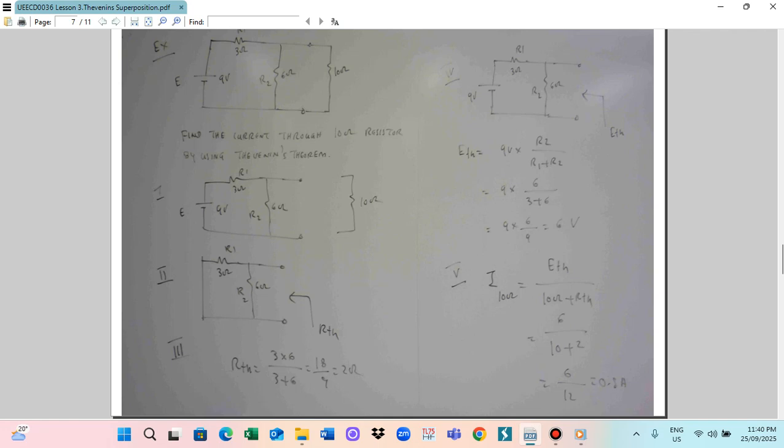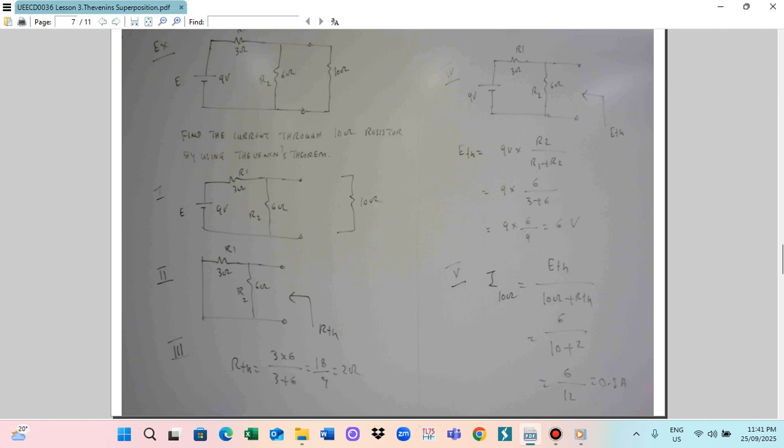And the final step 5, you can find the current in the 10 ohm. Using the formula, we can find the current. So this is ETH divided by 10 ohm plus RTH. ETH we calculated is 6 volt. 10 plus RTH, we already calculated RTH is 2. So this is 6 divided by 12, so you get 0.5 ampere. The current flowing in the 10 ohm resistor is 0.5 ampere.